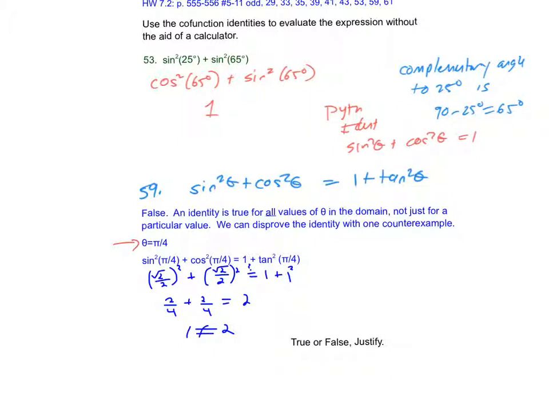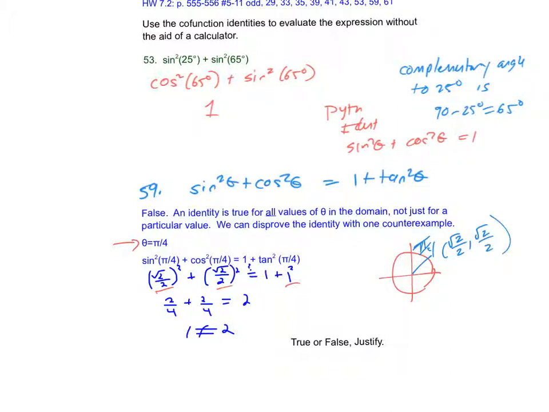Sine of pi over 4 is rad 2 over 2. Cosine of pi over 4 is rad 2 over 2. And tangent pi over 4 is 1. If we think back on the unit circle, I'll justify those values. Pi over 4 is the angle here, and the x and y values on the unit circle are rad 2 over 2 and rad 2 over 2.